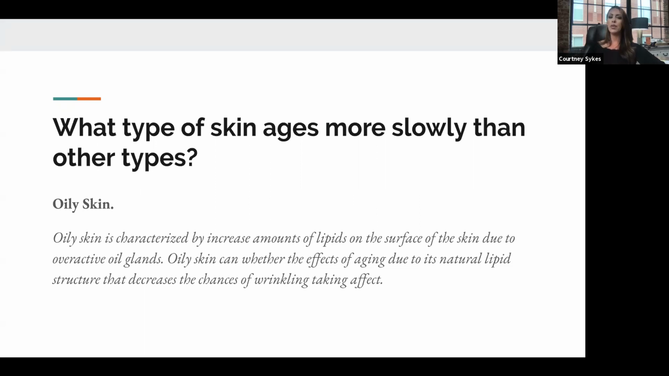Oily skin can weather the effects of aging due to its natural lipid structure that decreases the chances of wrinkling taking effect. And I think that I spelled weather incorrectly on that slide, but that's okay. So, oily skin has excessive oil or increased amounts of lipids on the surface. So therefore, it's going to kind of fill up those areas that would be more dry and crepey. So they're just inherently going to age slower, which is the positive.